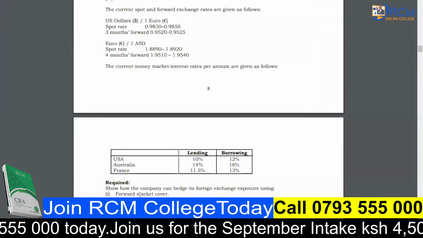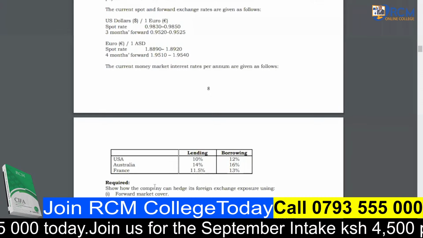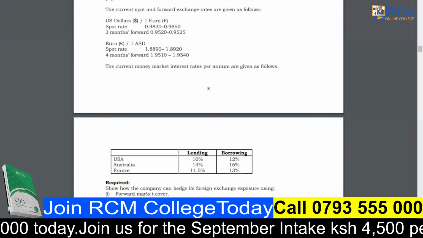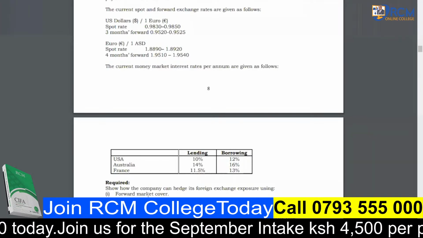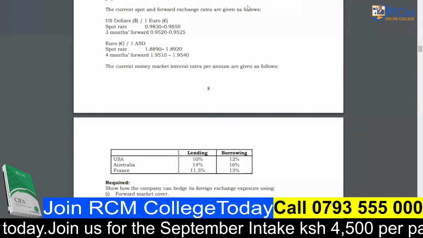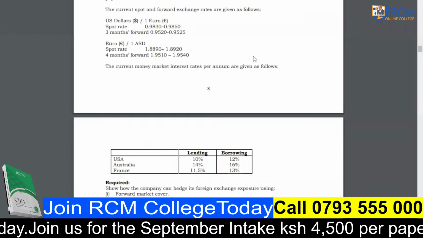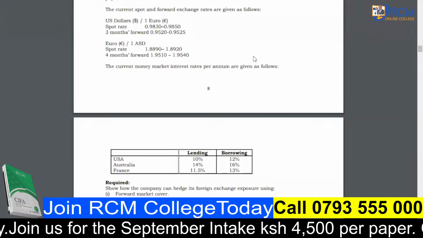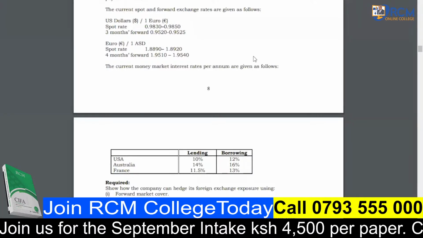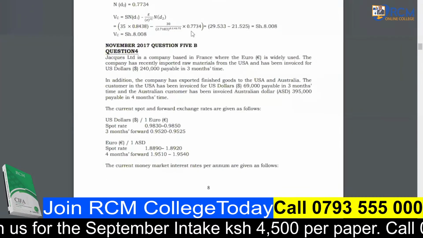They want us to show how the company can hedge its foreign exchange exposure using forward market cover. Forward market cover is the same as forward contract. And then number 2, ladies and gentlemen, they want us to use the money market cover. So what are they telling us up here?